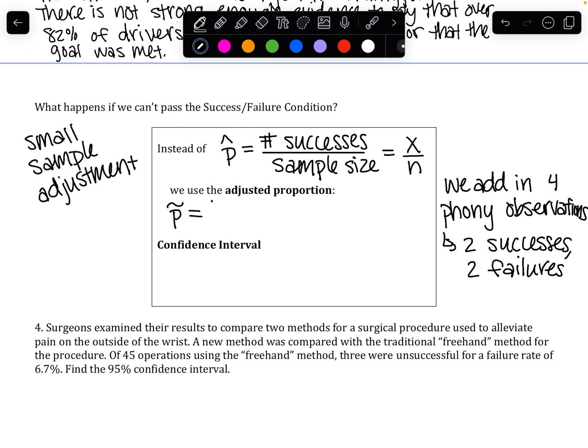Okay, so we take the number of successes and we add 2, because like I said, we're adding 2 fake successes. And then if we're adding 2 fake failures, the sample size is actually increasing by 4. And this lovely little thing on the bottom gets its own notation, which is n with a tilde on top. Okay, so then if you're trying to find a confidence interval but success failure didn't pass, this is your new formula where I'm just swapping out the p hats.